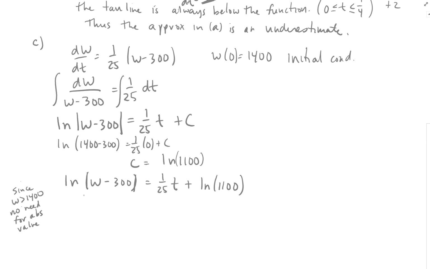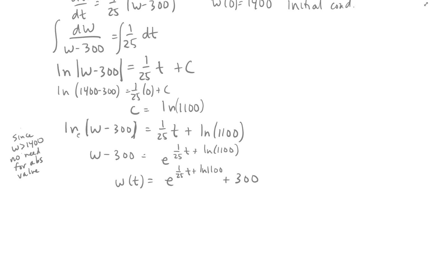That happens often. I'm going to write this in exponential form because this is base e. So this is e to this power equals this guy. So W minus 300 equals e to the 1 over 25t plus natural log of 1100. So W of t is e to the 1 over 25t plus natural log of 1100, plus 300.